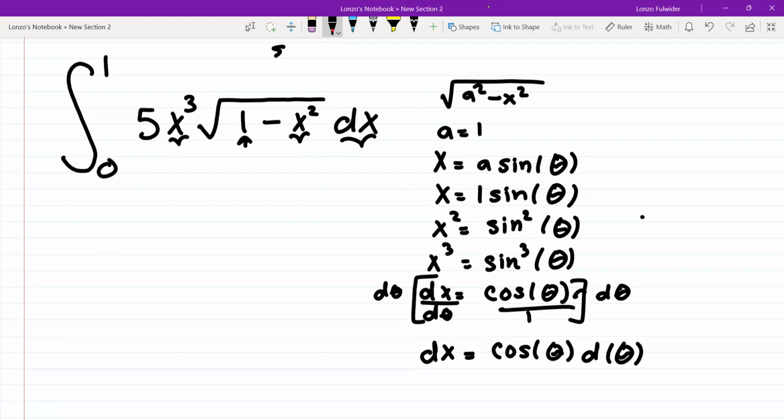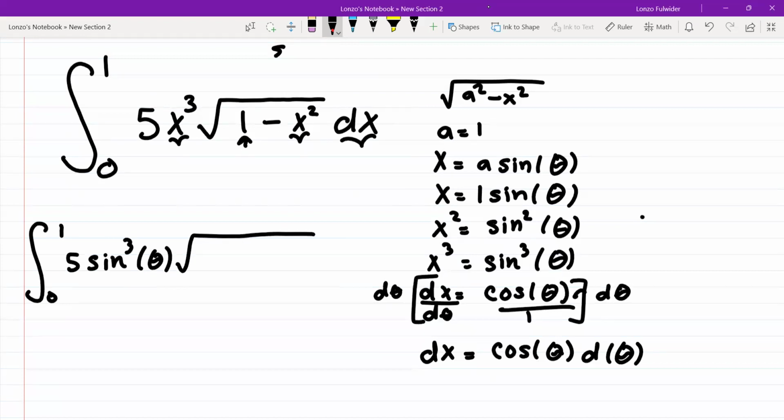So now we can just substitute our values. It's from 0 to 1, and it's 5. And then we said that x cubed is sine cubed theta, times the square root. And then what's 1 minus x squared? It's 1 minus, and we agreed that x squared is sine squared theta. Times dx, and we agreed that dx is cosine theta d theta.